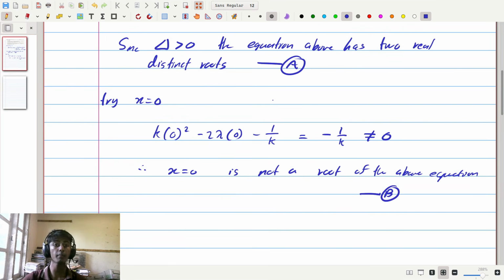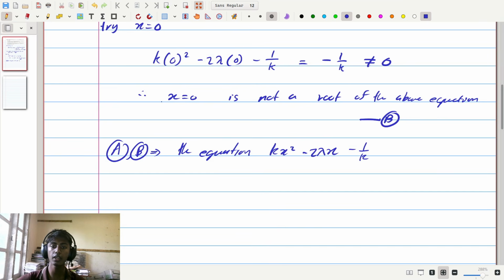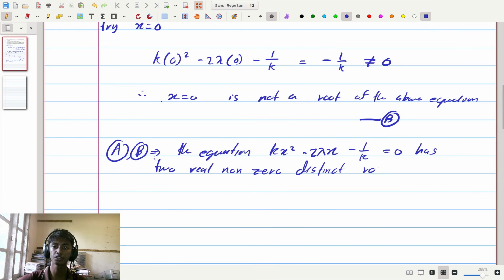So from fact A and fact B, if we combine A, B, we can conclude the equation kx squared minus 2 lambda x minus 1 over k equals 0 has two real, non-zero, distinct roots. And that is the end of the very first part of the question.